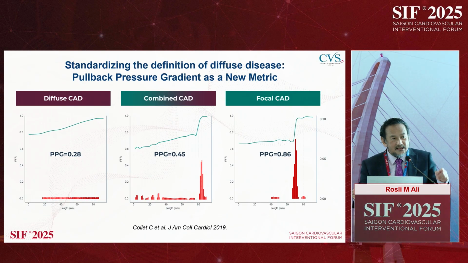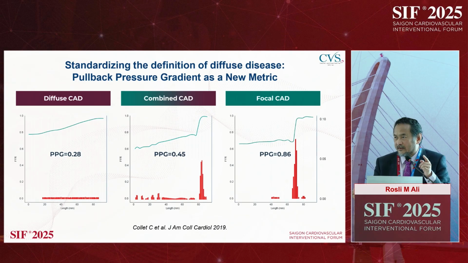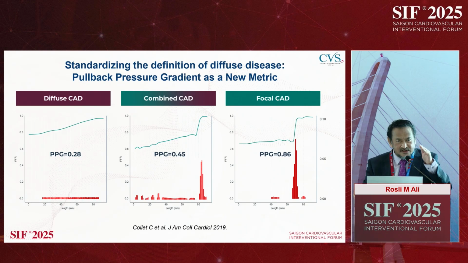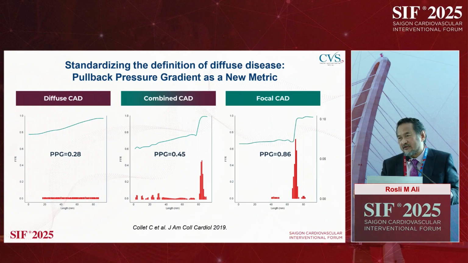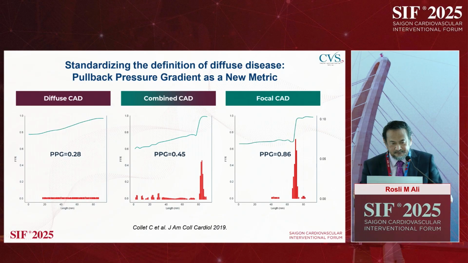And this is focal disease on the right side, when there is a sudden drop in FFR. So that denotes focal CAD. Whereas the diffuse CAD is that there's a gradual reduction of FFR from proximal to distal, and you can't really see a sudden drop. And this is a diffuse CAD, and obviously it can be a combination of both.